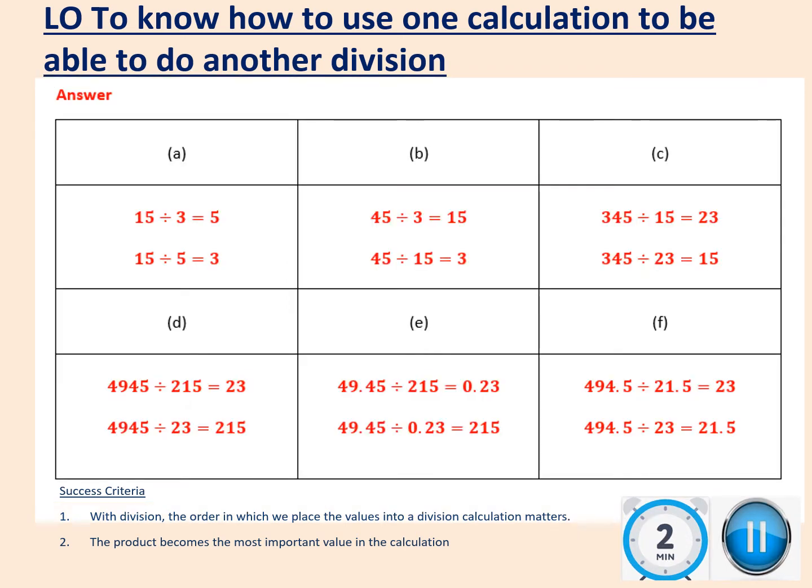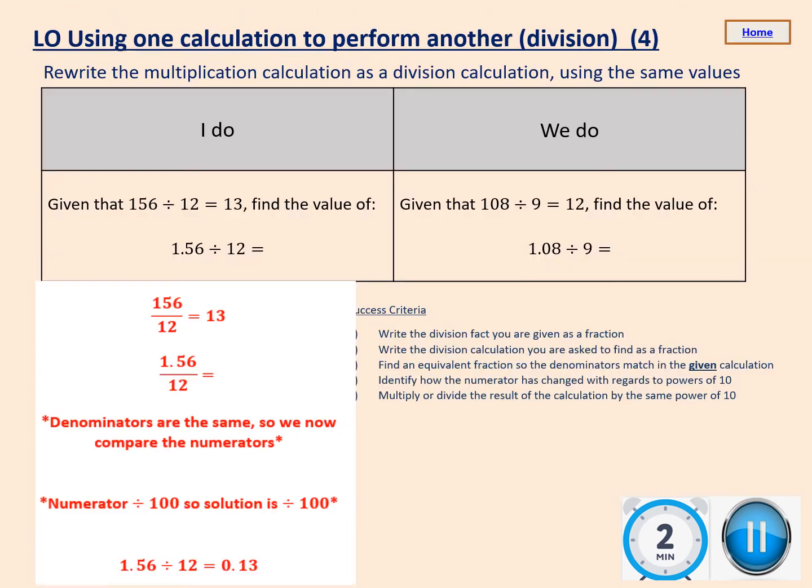Okay, green pen out again. Let's check these ones. As I said, 15 divided by 3 equals 5, and 15 divided by 5 is 3. Pause the video while you mark these questions. Now have a go at the other question on the redo.